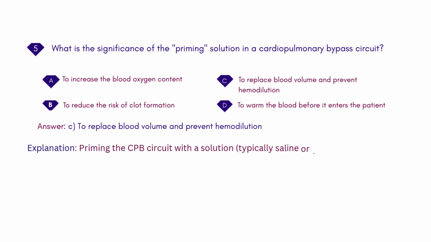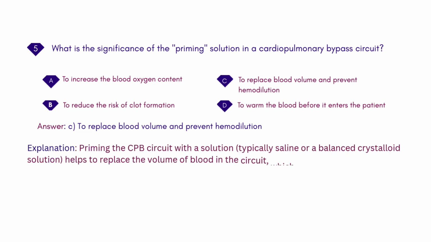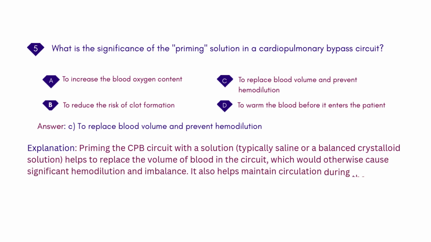Explanation: priming the CPB circuit with a solution, typically saline or a balanced crystalloid solution, helps to replace the volume of blood in the circuit, which would otherwise cause significant hemodilution and imbalance. It also helps maintain circulation during the procedure.